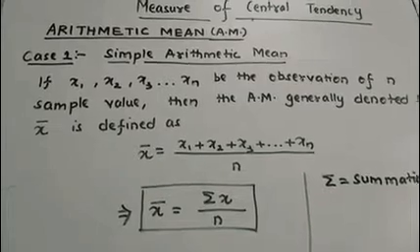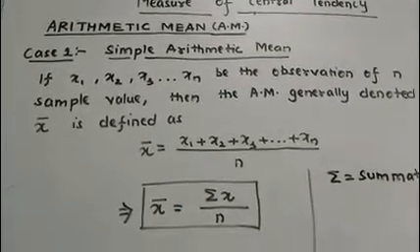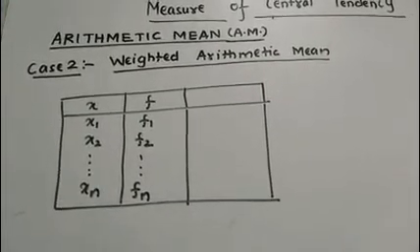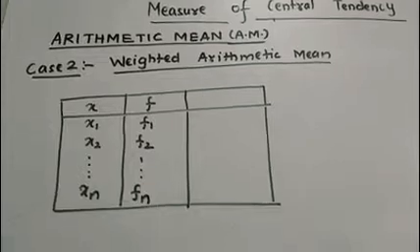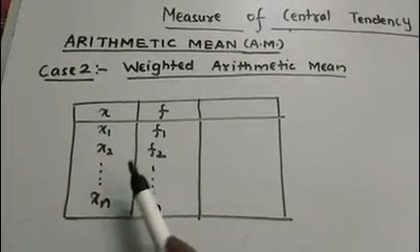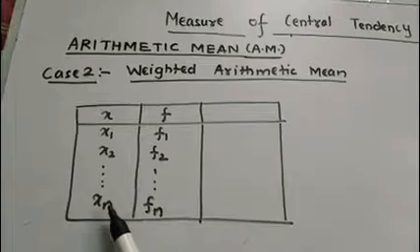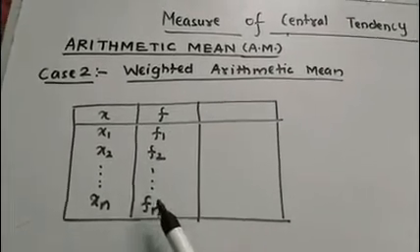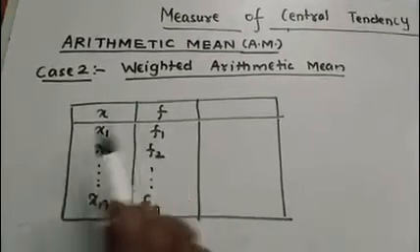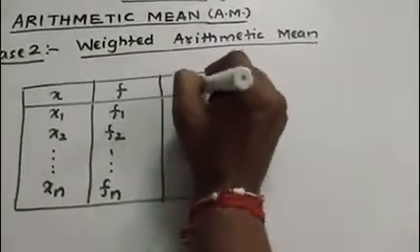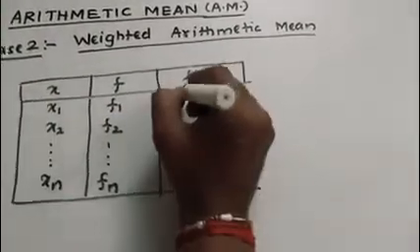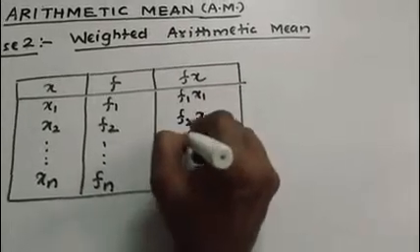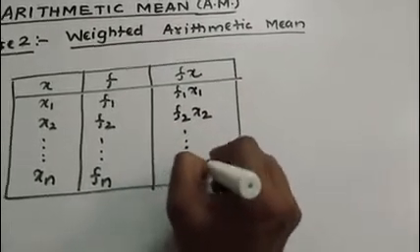Now for case 2, that is the weighted arithmetic mean. Basically in weighted arithmetic mean, as I said, a frequency distribution will be provided to you. That means suppose x data is given to you, x1, x2 up to xn. With respect to that, frequency is given to you, f1, f2 up to fn. So first of all, we have to find their product. That is, we have to find f into x, that is multiplying them: f1 into x1 for the first one, f2 into x2 for the second one, and so on, fn into xn.